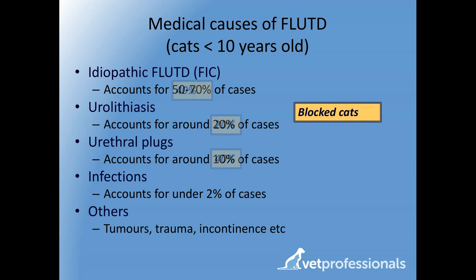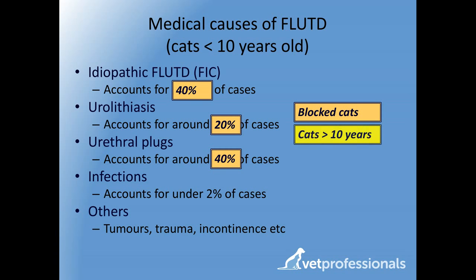If we look at cats that have urethral obstruction, the so-called blocked cat, then the split is a little different, but idiopathic disease is still really important as a cause of that. You can see here 40% of cases are estimated to be associated with urethral obstruction. Again, stones and urethral plugs are also important there.